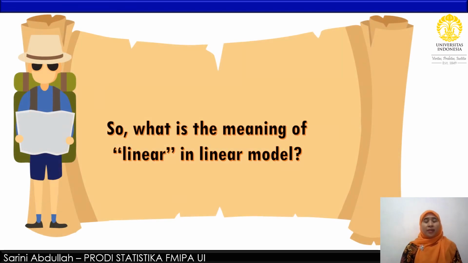So far, we have seen some examples of models that are considered to be linear models, some models that are not linear models, and how to turn a nonlinear model into a linear model. So it's a good thing for you to think of what is the meaning of linear in linear model.